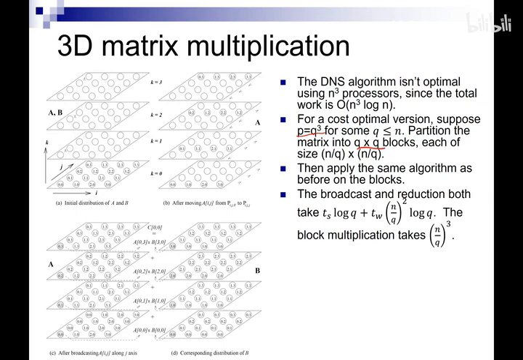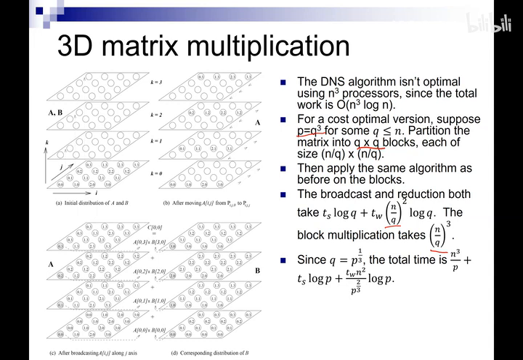So when you do this, the broadcast and the reduction are not going to be on single values anymore. They're going to be on blocks of values, and the blocks have size n divided by q squared. And so this is going to be the time for the broadcasts and the reductions. And when you do the multiplications, that's going to take time n divided by q to the third power. Each of the multiplications takes that much time.